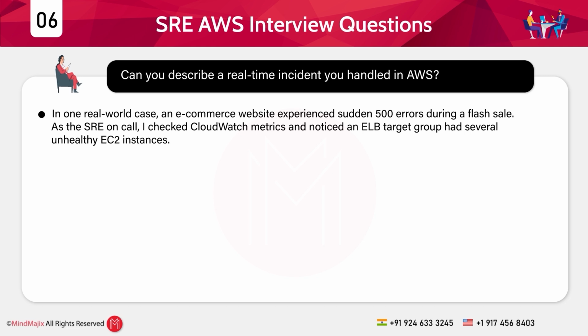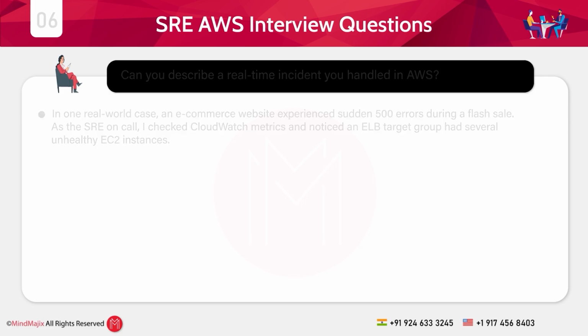So for that, what you can do is you can restart the affected instances and roll out a hotfix using CodeDeploy. So finally, what you can do is you can update the auto-scaling health checks to remove the unhealthy instances faster. So the incident reinforced the value of automated health checks and proactive monitoring.